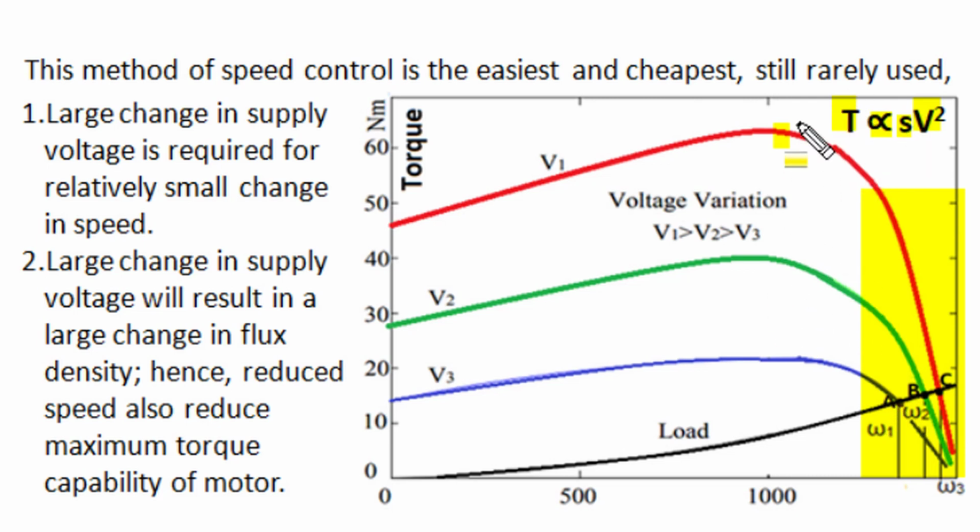Now when we reduce applied voltage, the working flux density between stator and rotor in the air gap also gets reduced, and that reduces the maximum torque capabilities of the motor. Hence reduced speed operation also reduces maximum torque capabilities of the motor as we reduce applied voltage.